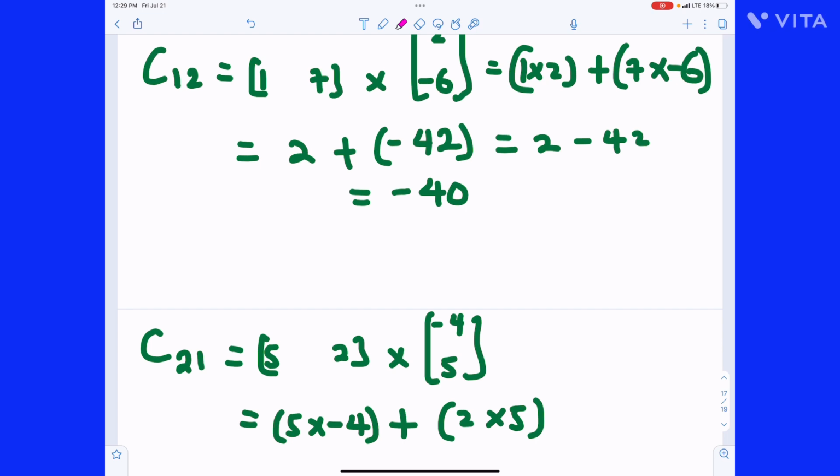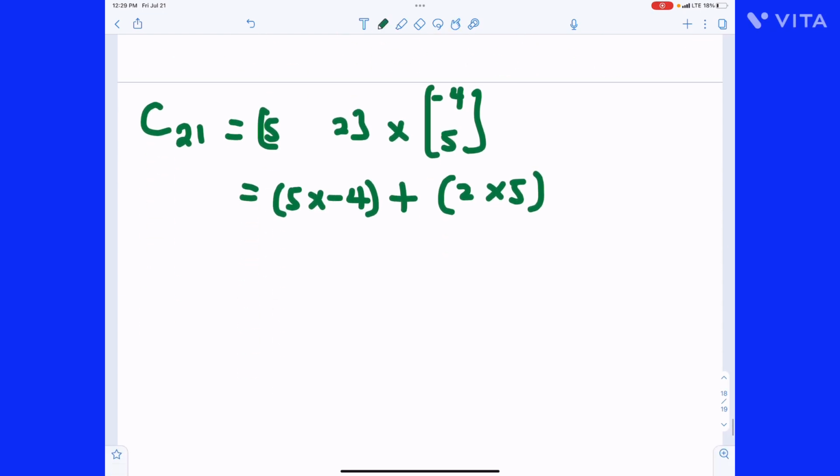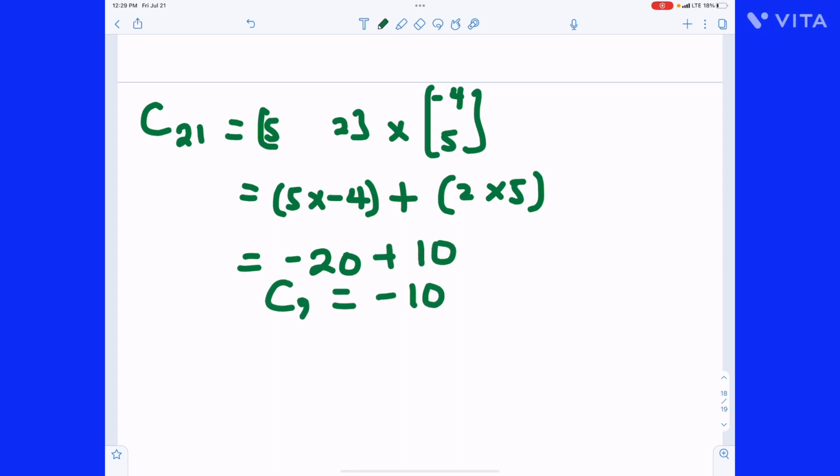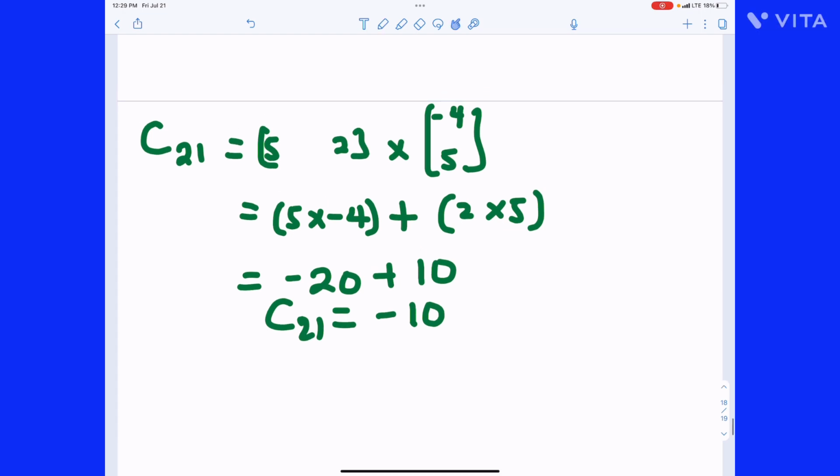So 5 times minus 4 is minus 20. Minus 20 plus 10 will give me minus 10. So the element in cell 2-1 is minus 10. Lastly, let's find the element in cell 2-2. That's the element in the second row, second column in my answer.